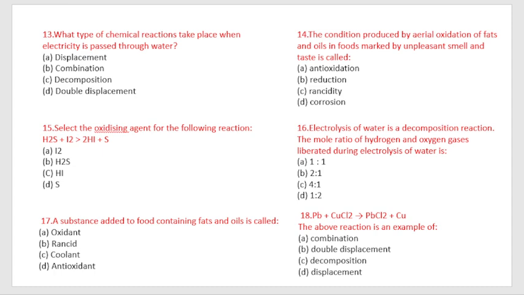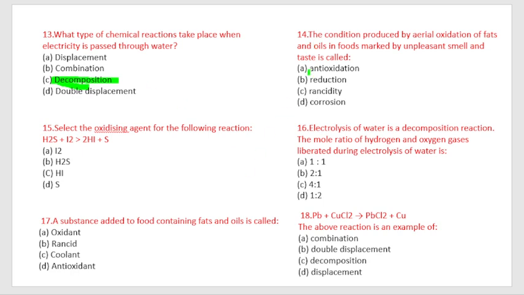Then the next question. What type of chemical reaction takes place when electricity is passed through water? Do you remember that figure and all? When electricity is passed through water, water will decompose into hydrogen and oxygen, and that process was called electrolysis of water, is it? So there is no displacement, combination or double displacement, there is decomposition. Electrolysis of water is an example of a decomposition reaction. There were 3 types of decomposition reaction. You have already studied all those things. Okay, I am not explaining.